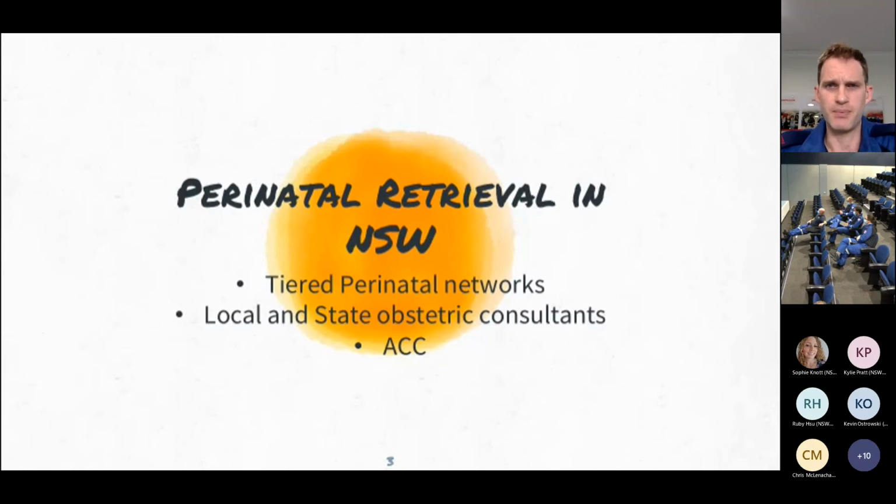Within these, there's a senior obstetrics consultant. So that's a local obstetrics consultant to that network, and that'll be the obstetrics consultant who's on call for the receiving hospital. And then adjacent to that is a state obstetrics consultant who is available for secondary advice, and also for decisions around complex cases where retrieval is involved. And then all of this is accessed through the ACC for making retrievals.